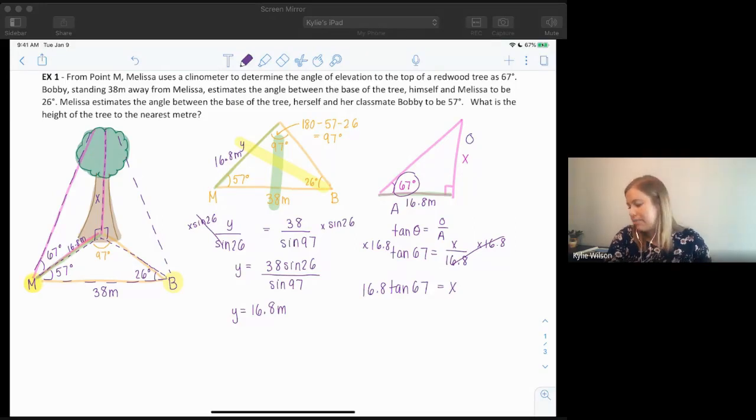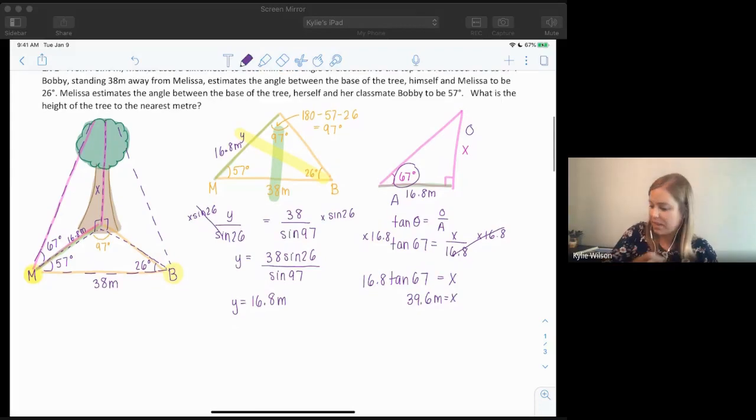So now we have 16.8 tan 67. I'm just going to put that into my calculator. And that will give me 39.6. So that gives me the height of my tree.